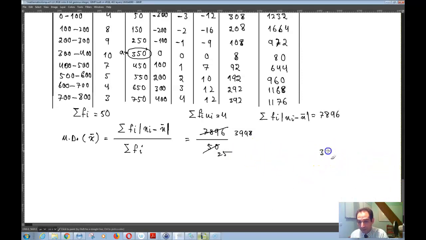Now, if you have 3948 divided by 25, you will get 1 times 25 is 25. So you get a 4, 1, 4, 3, 4, 5. 5 times 6.